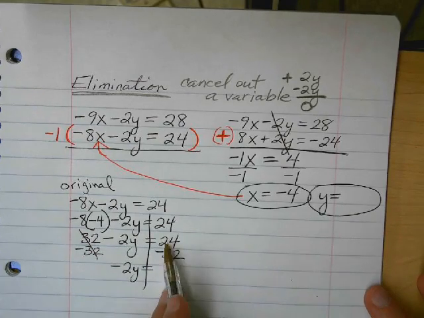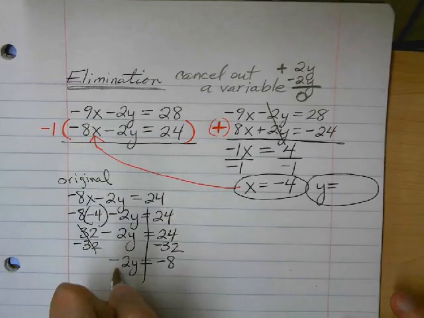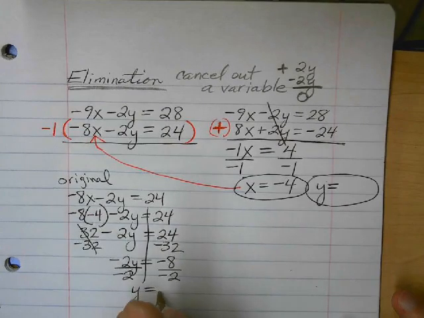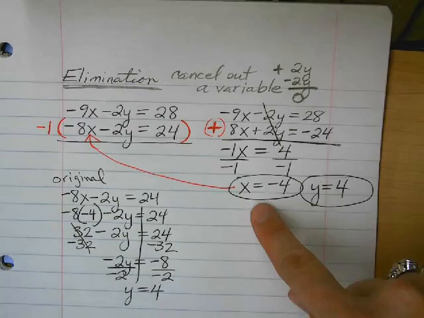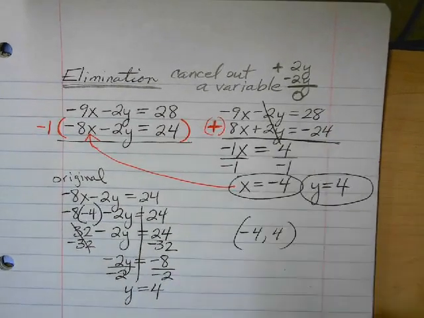Let's see, what's 24 minus 32? Negative 8. Good job. Then divide by negative 2. Finally, y equals 4. There's my answer. So my final answer is negative 4 for x and positive 4 for y.